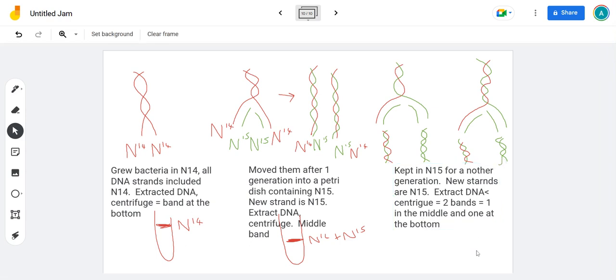Okay, so if we were to draw that, we'd get a band in the middle for the strands that are nitrogen 14 and 15. And we'd get a band at the bottom for the DNA that's just nitrogen 15. And what this does is it gives us evidence for semi-conservative replication, because it's proving that the original strand is conserved and the new strand is new. Okay, so it's evidence for semi-conservative replication.